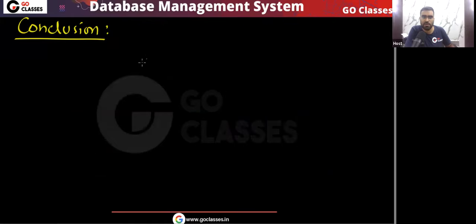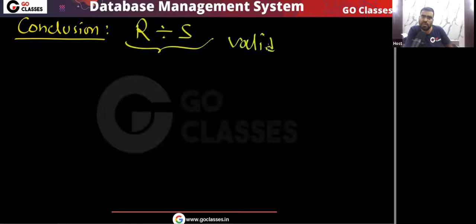Very simple. Now in the GATE exam, they can also give you an equation like this: R divided by S. Let's assume this is valid. If this is valid, then it means the schema of R is a superset of the schema of S. Yes or no?